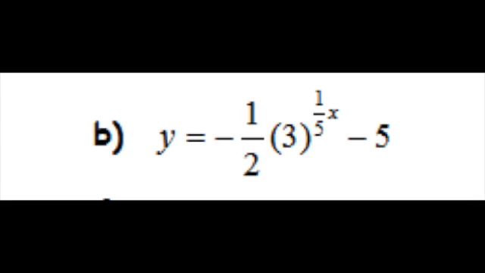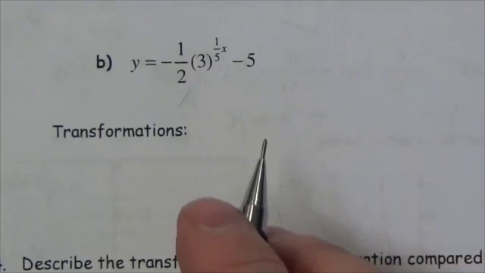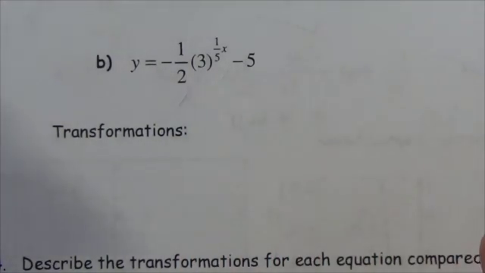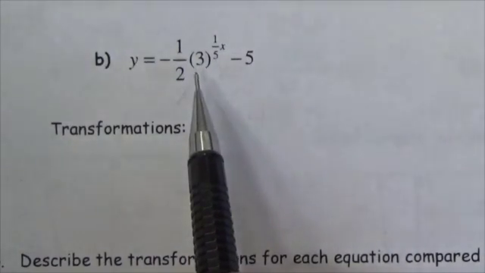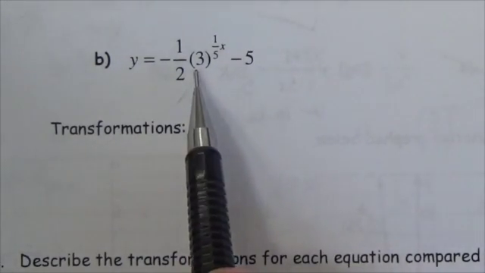Y equals negative 1/2 times 3 to the 1/5 x minus 5. All right, with this question we've got a little bit more going on here. And by a little bit, I mean a bunch more going on. First of all, again, we're going to reiterate that the 3 is not a transformation.